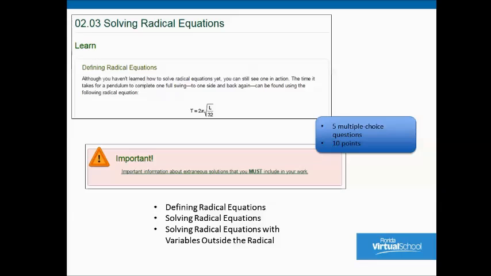In this lesson, the students learn defining radical equations, solving radical equations, and solving radical equations with variables outside the radical. So it teaches them how to isolate it in different situations. This is an auto-graded assessment, 5 multiple choice questions worth 10 points.